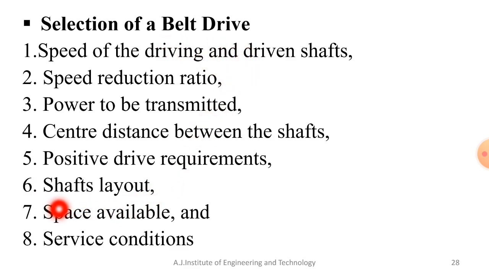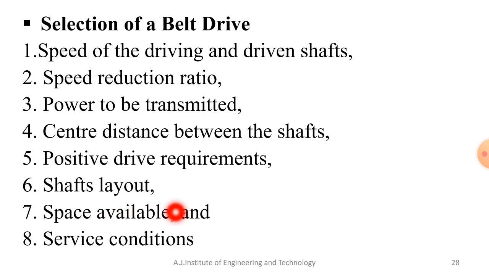Then the seventh one, space available. In some applications there will be a space constraint, so you cannot go for power transmission over a longer distance. In such cases you have to go for power transmission over a smaller distance, because there is not much space in the system. That's why this also plays a very important role while selecting a belt drive.